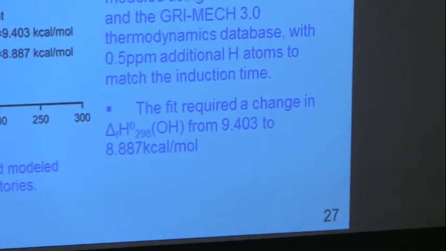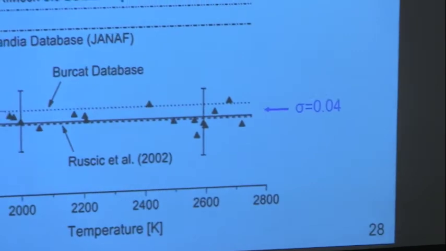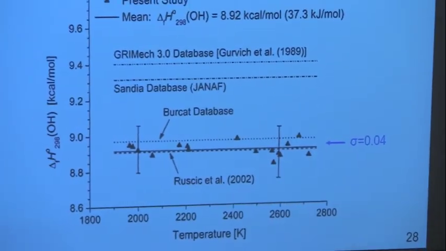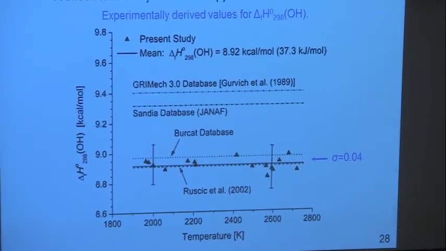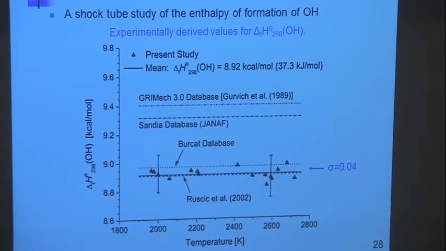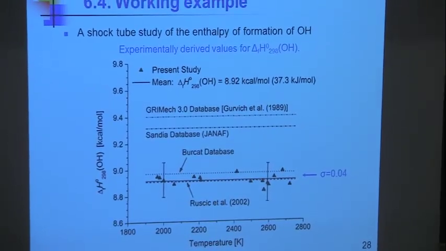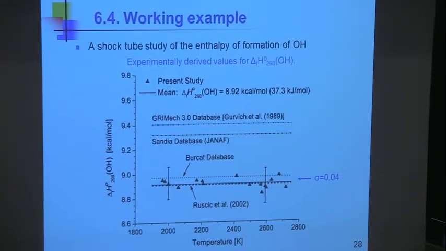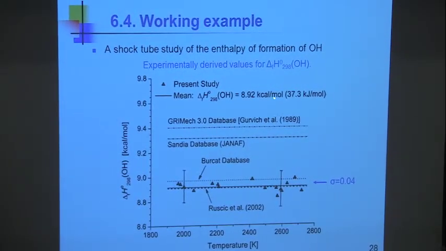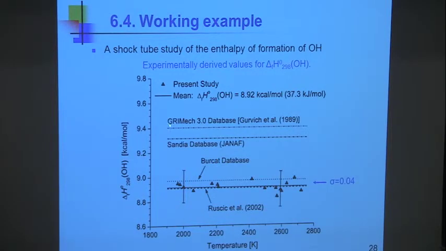And by chance, at almost exactly the same time, a thermodynamics expert at Argonne National Laboratories decided that to be consistent with all of the thermodynamics data that he had in his database, this also had to change. So by chance, well, by chance, it's science. This is the way science goes forward. Here was the GRI mech database, which was based upon a heat of formation that came from somebody in 1989. Here's the Sandia database that came from the JANAF tables, 9.4.